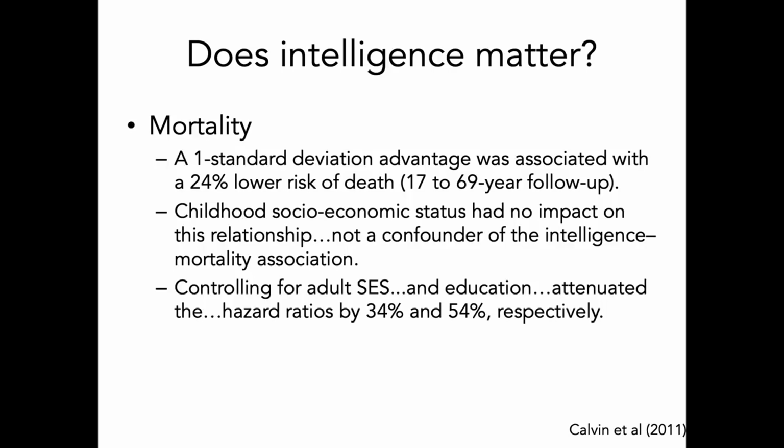One thing that might be surprising is that childhood socioeconomic status, that is the education level of your parents and the income of your household when you were a child, does not impact the relationship between intelligence and mortality. That is to say, even if you're born into a very high socioeconomic status household, if you are low fluid intelligence, then you're still at higher risk of death. And the reverse is also true. If you're born into a low SES household and you're very, very good at processing information quickly and accurately, then you're going to be less likely to die early.